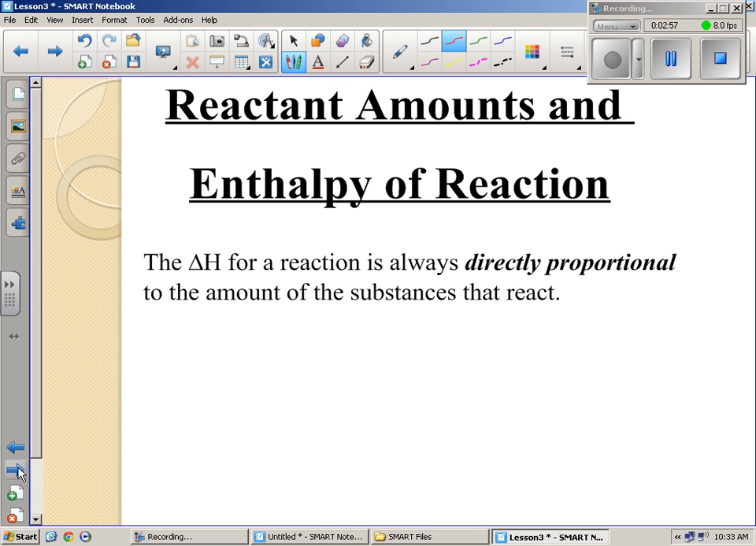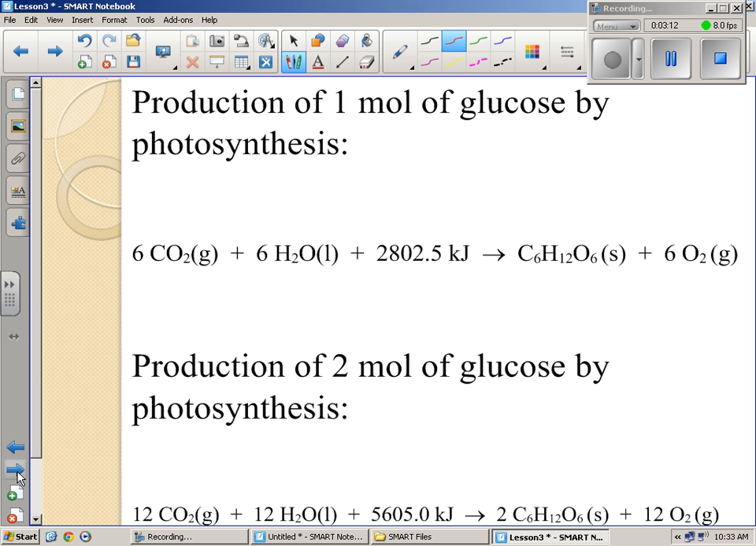Okay? The delta H for a reaction is always directly proportional, very important, okay, to the amount of substances that react. We know that. Okay? In fact, I don't even have to circle that because we've done that. Okay? So, for example, another example here. By the way, you should know this equation for the diploma and the Unit 1 test. Okay, so make sure you know this, again, photosynthesis. Okay, so that's the second time we've given you that. Make sure you know it.